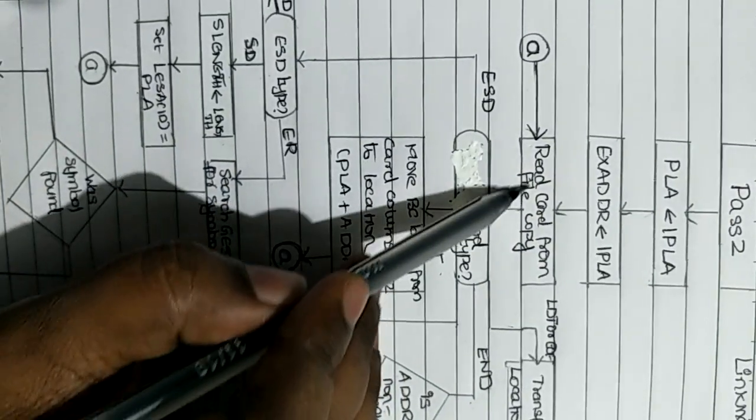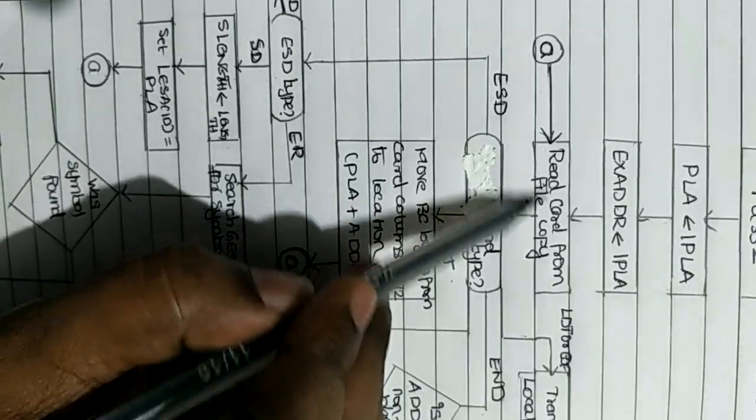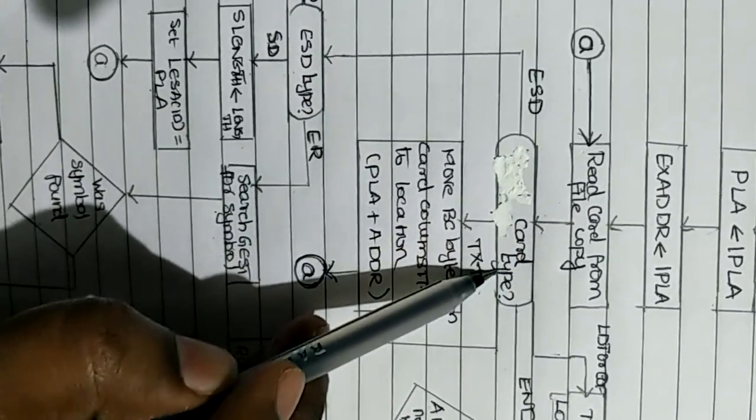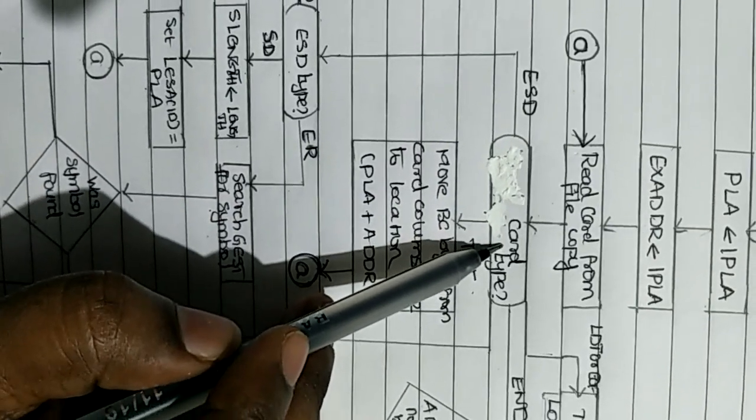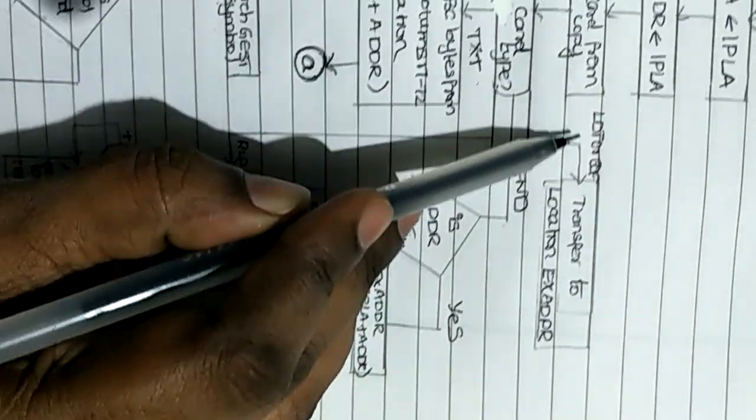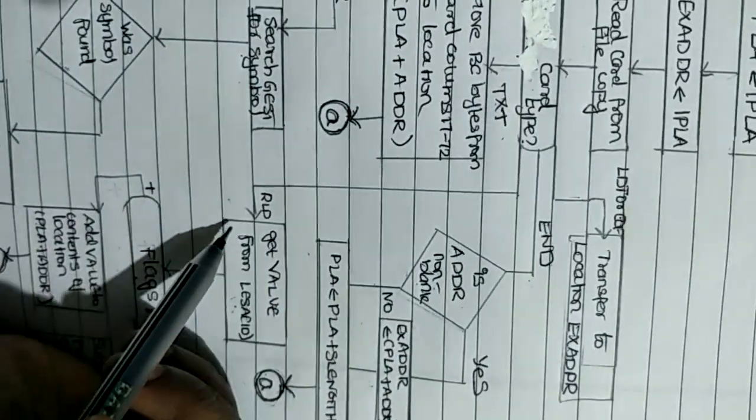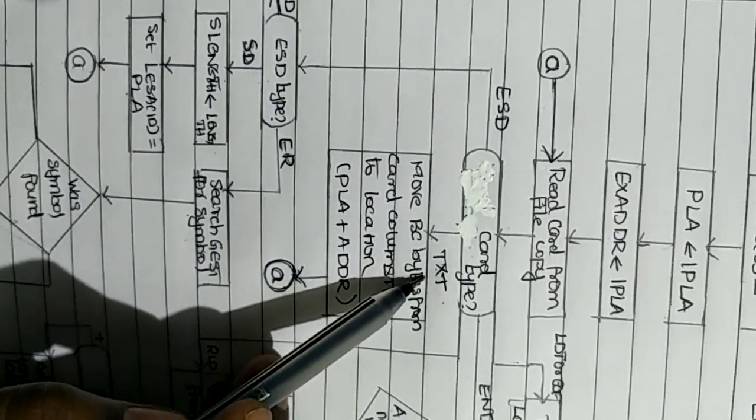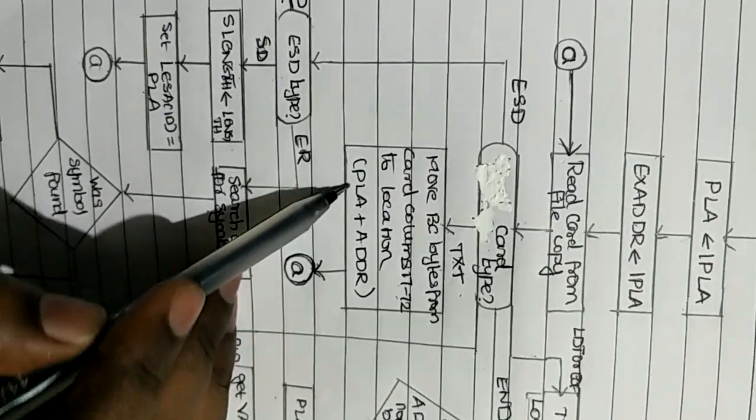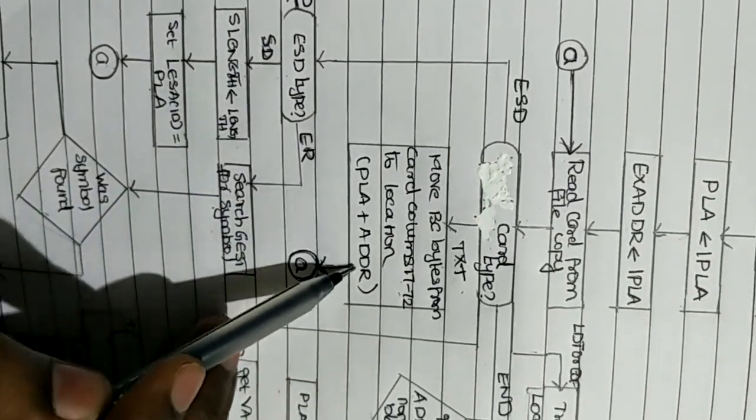After this we are reading the card from the file which we copied from pass 1. After that we are determining what the cards are. I already explained this in pass 1. There is the ESD card, TXT card, END card, LDT or EOF card and RLD card. Now what happens to the TXT card? The entire program is copied from column 17 to 72, and PLA and ADDR are added.